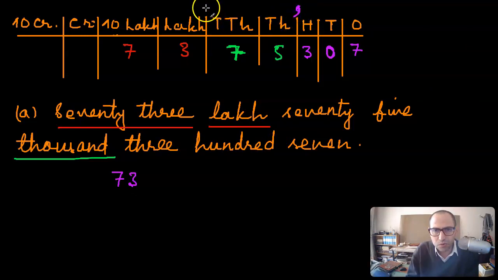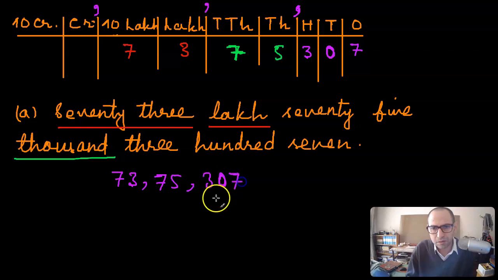So that's 73, and of course in this system of numeration you have 3 digits here and the comma, and then you have 2 digits and the comma, so the thousands are separated as just one group, the lakhs are separated as just one group, the crores are separated as one group. So essentially you have 3 digits over here, then 2 digits, 2 digits and 2 digits. That's the Indian system of numeration, right? So you have 73,75,307, right? So that's essentially your first number.